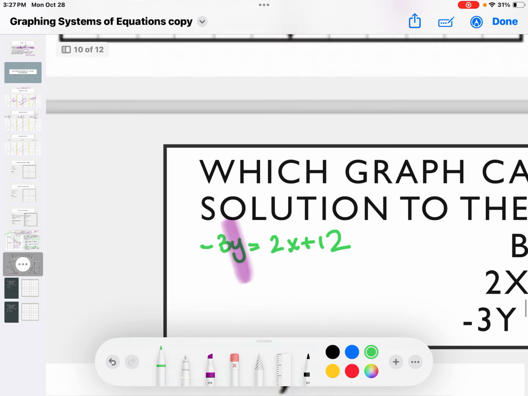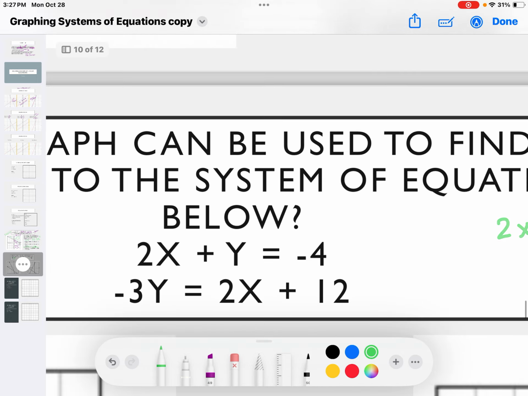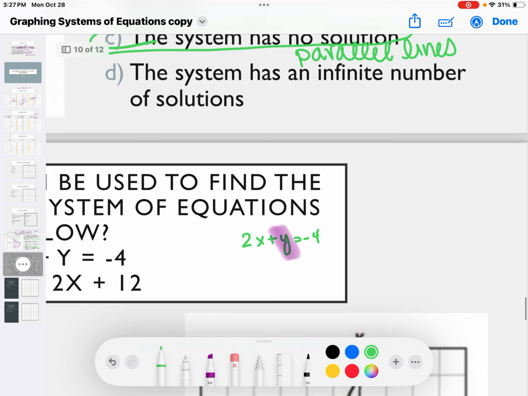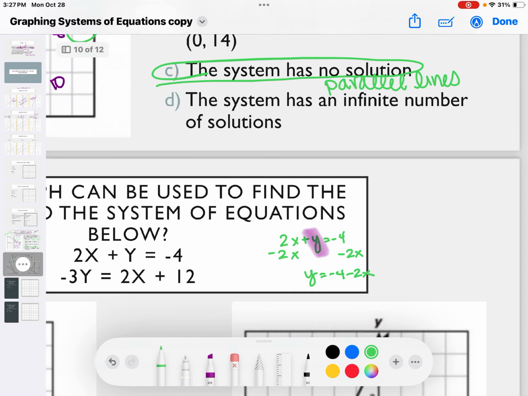So for this equation, I'm going to divide by negative 3 on both sides. That gives me y equals negative 2/3 x minus 4. And for the other equation, all I had to do was subtract 2x, and that gave me y equals negative 4 minus 2x.